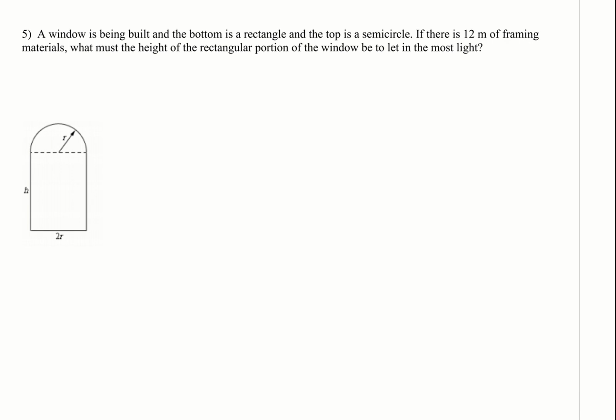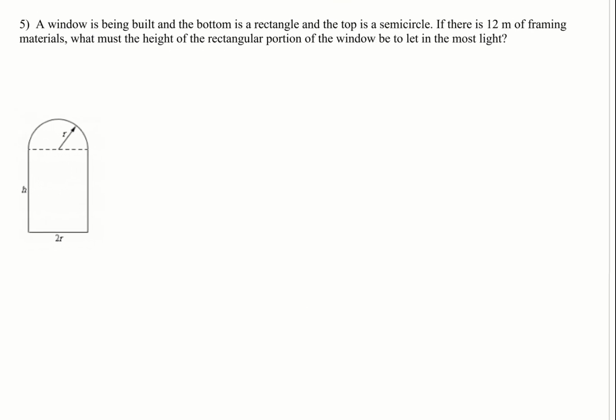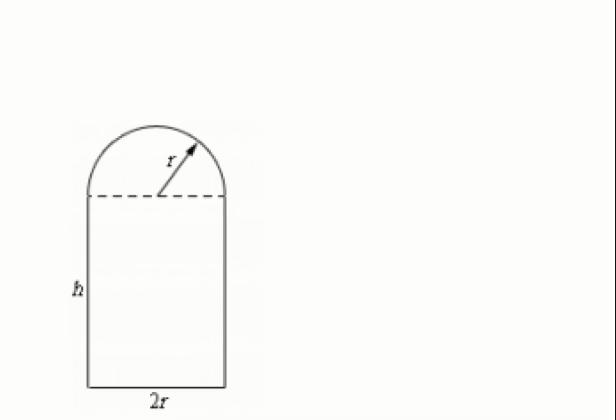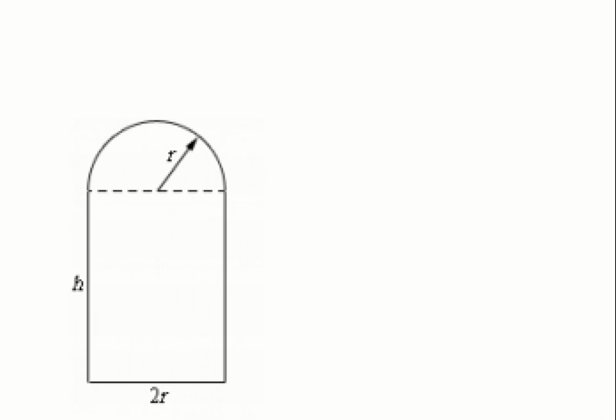All right, last problem. A window is being built. The bottom is a rectangle. The top is a semicircle. There is 12 meters of framing materials that we're going to use. That frame is on the outside. Just to clarify, that dotted line right here is just to help me see where the semicircle splits up. But that's not actually part of the framing of the window. Just on the outside is the frame.